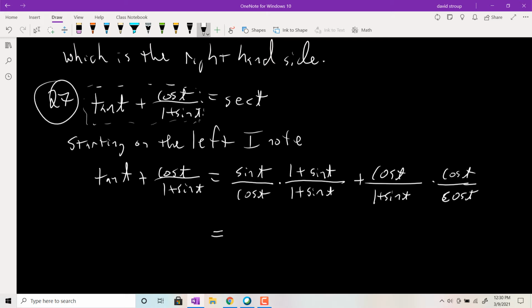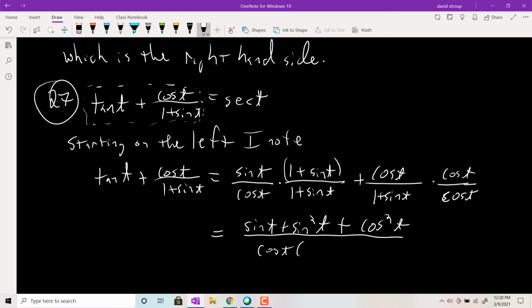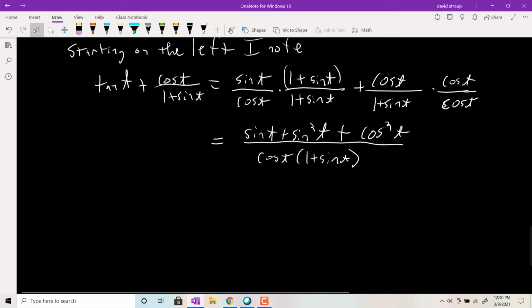Okay, so anyways, in the first fraction, if we distribute the sine t, so it'd be sine t times 1 plus sine t, you're going to end up with sine t plus sine squared t. And then plus over here, cosine times cosine is cosine squared t, all over the common denominator, cosine t times 1 plus sine t. And then in the numerator, you can see there's this part, the cosine squared plus sine squared, that's 1 from our Pythagorean identity. So you get sine t plus 1 all over cosine t times 1 plus sine t.